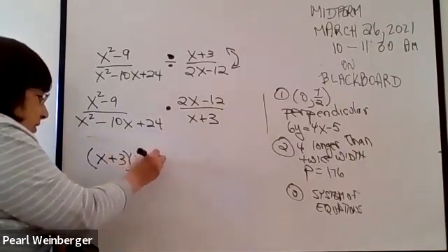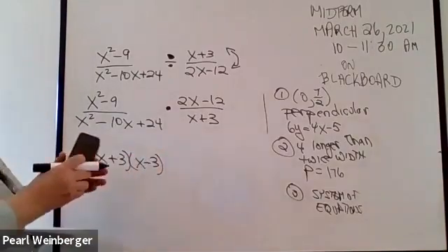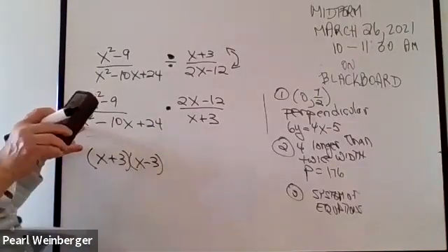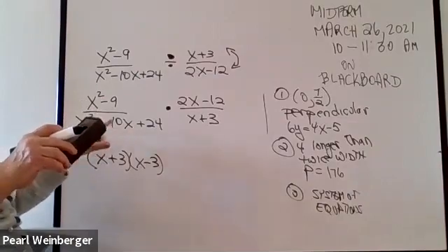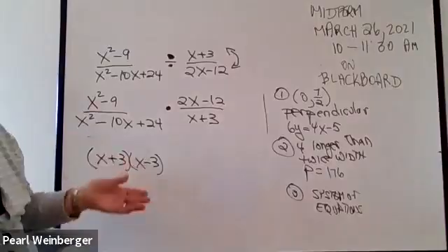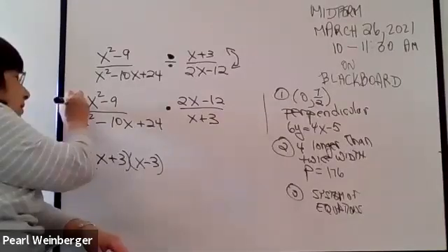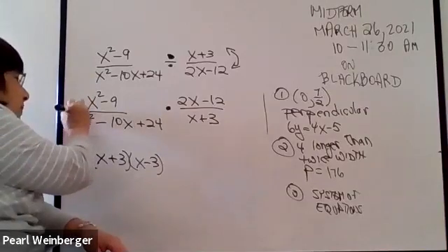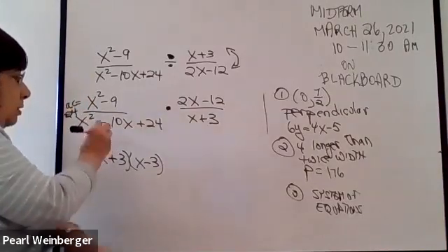So that takes care of that first. Now I have to go to the x squared minus 10x plus 24. And I've got to factor that. Well, that's a trinomial. So I have to use my AC method, right? Yeah. My AC is positive 24.